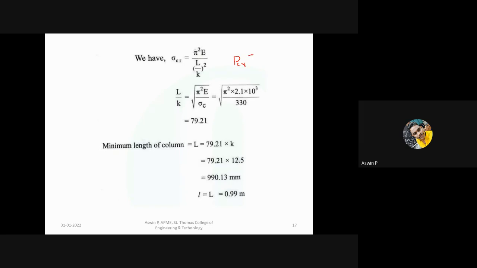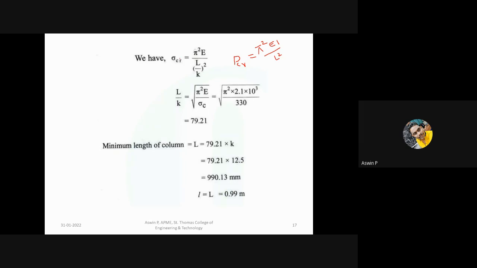PCR is equal to pi square EI divided by L square, right? This is Euler's equation. So you need to find the stress.